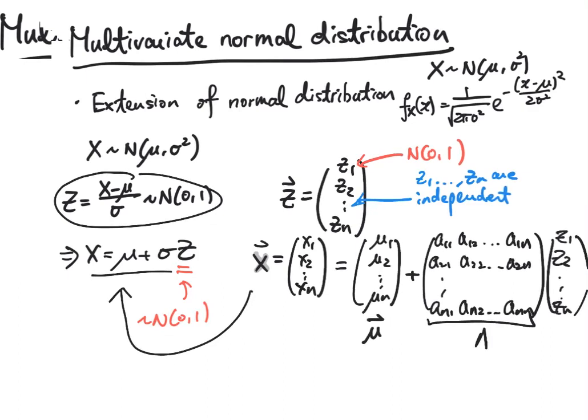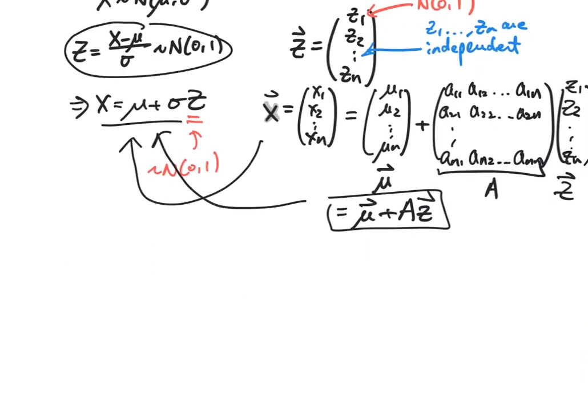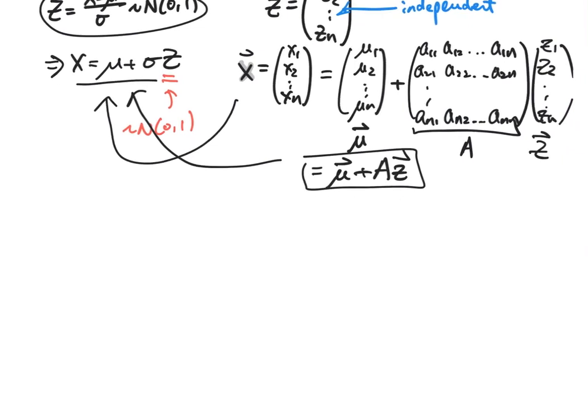Okay, so this one is not A, this one is not Z. Meaning that it can be written as some form of mu plus AZ, which is essentially identical to what you have for the single variable case. So here is how we define this multivariate normal distribution. The next thing will be the details of this multivariate normal.